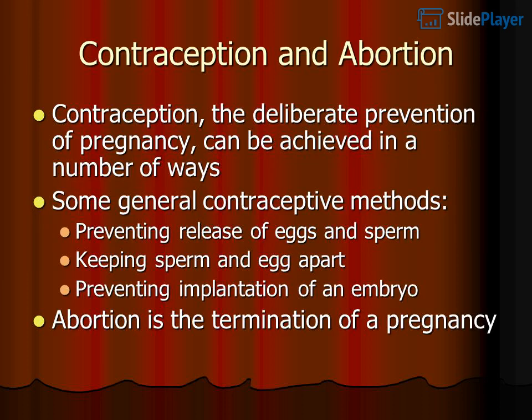Contraception and abortion. Contraception, the deliberate prevention of pregnancy, can be achieved in a number of ways. Some general contraceptive methods: preventing release of eggs and sperm, keeping sperm and egg apart, preventing implantation of an embryo. Abortion is the termination of a pregnancy.